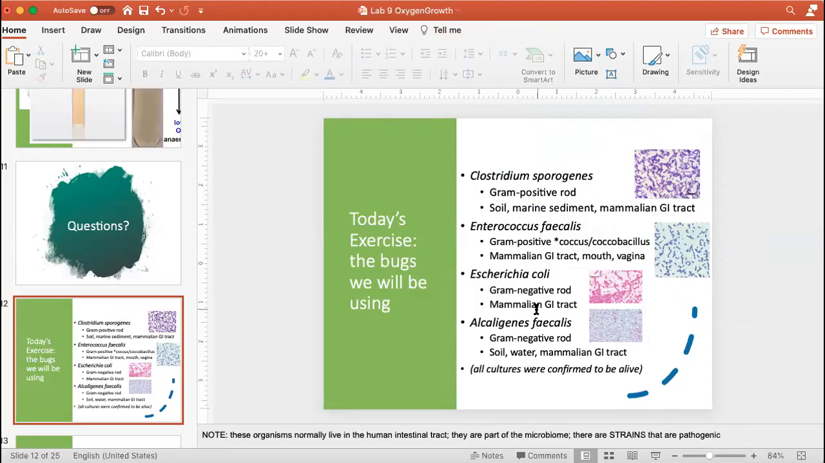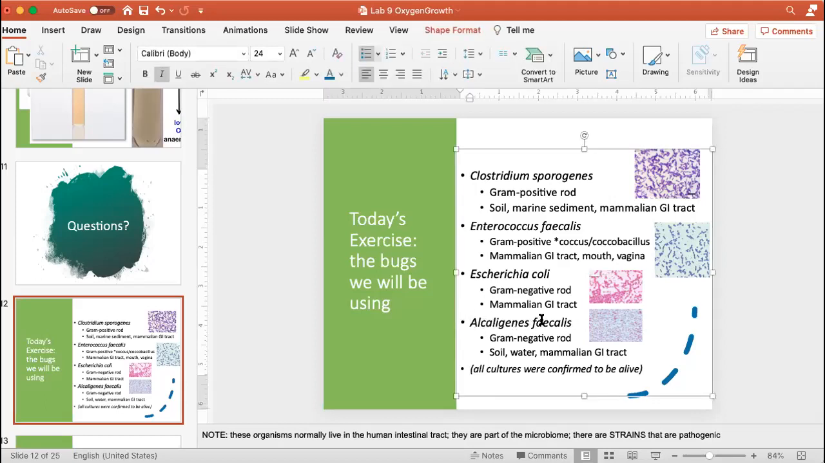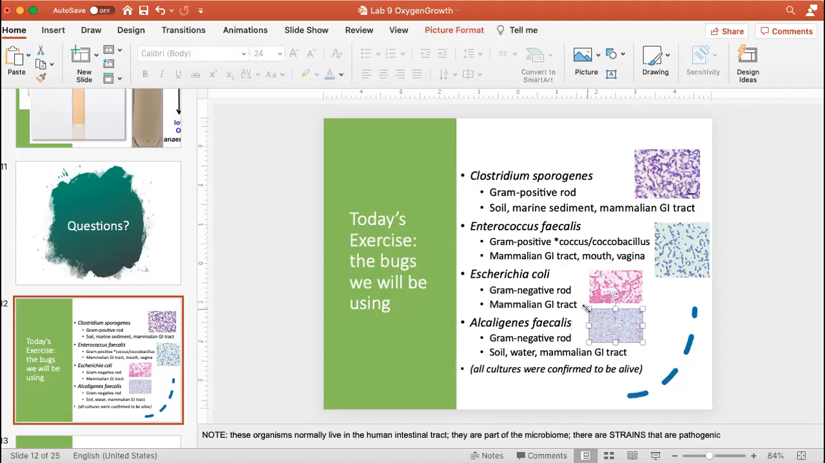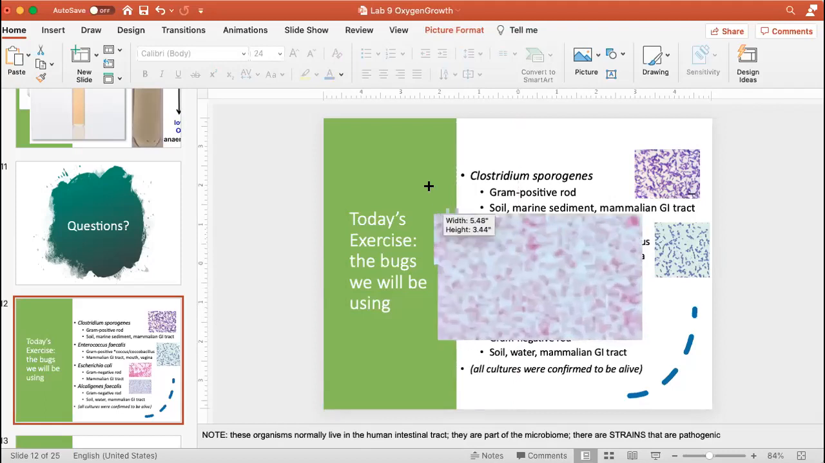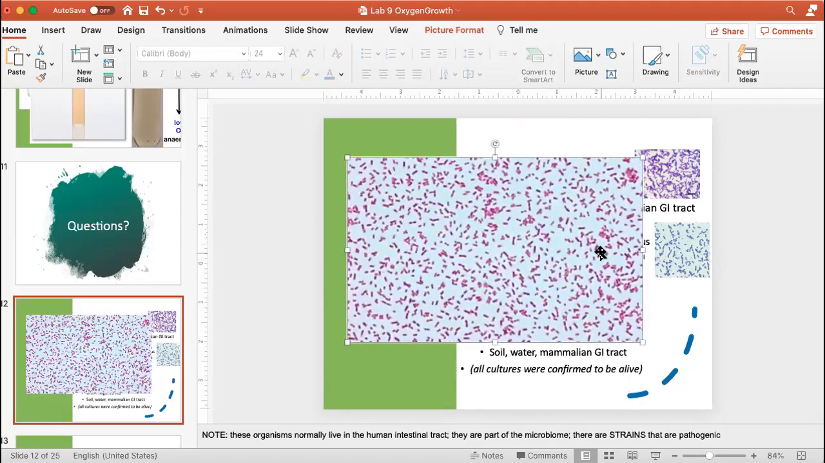The last organism that we'll be using for this lab is called Alcaligenes faecalis. That's how you pronounce that terrible looking word. Alcaligenes faecalis. This one is also gram-negative and rod-shaped like E. coli is. And like the Clostridium, it can live out in the environment, in soils, in sediments, and it can also be found in the gastrointestinal tract.